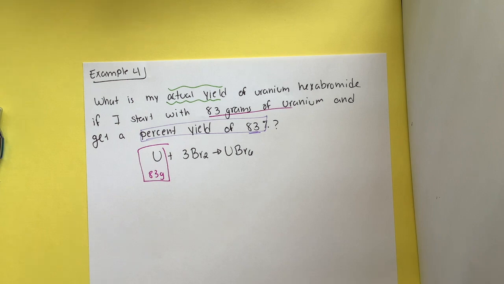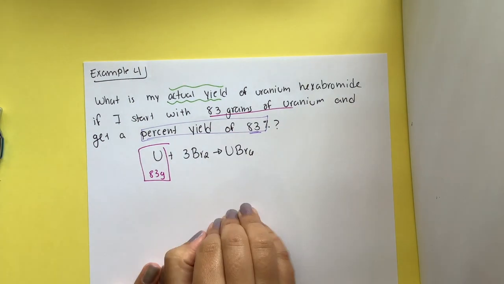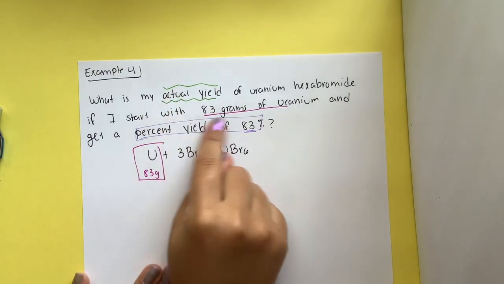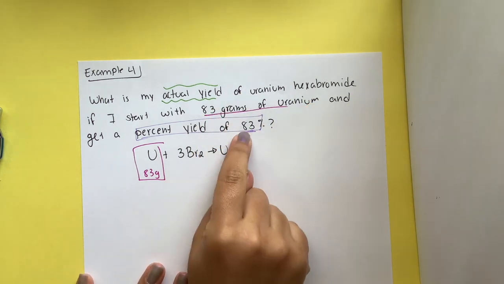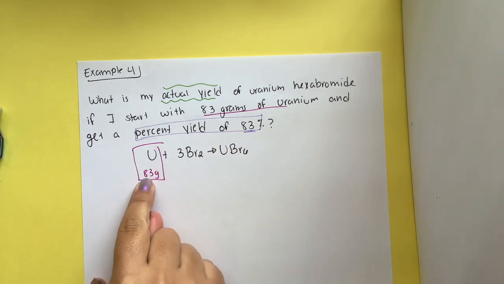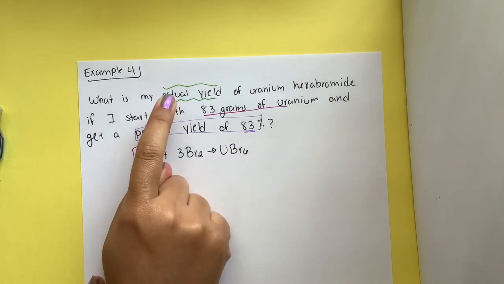Well, I cannot do the experiment because even if I were to do the experiment, I wouldn't get the same percentage. Okay, what I'm gonna do here is I'm gonna work backwards. So I have the percentage, I have what I started off with, okay, and they're asking me for the actual yield.